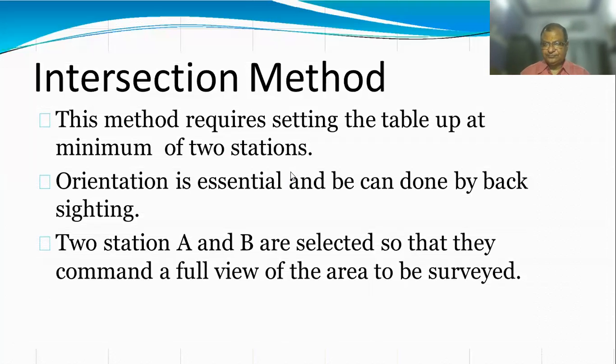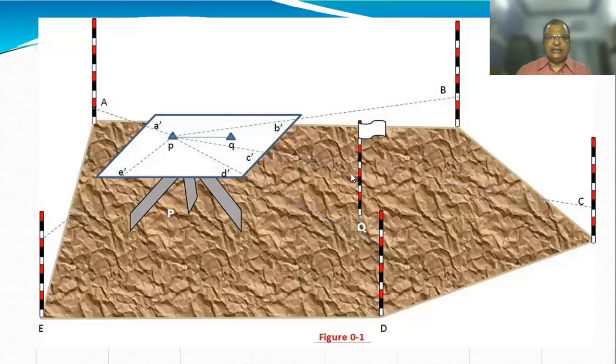Intersection method. The method requires setting the table at a minimum of 2 stations. So for a minimum of 2 stations, orientation is essential and that can be done by back sighting. 2 stations A and B are selected so that they command a full view of the area to be surveyed, like this.